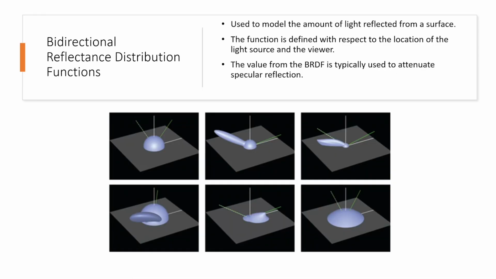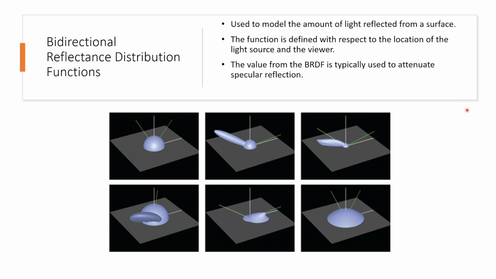So it all begins with these things called bidirectional reflectance distribution functions, or BRDFs. BRDFs are used to model the amount of light that is reflected from a surface, mainly in the specular reflections, depending on the location of the light source and the viewer. And so these are typically used for attenuation of the specular reflection, which is really a fancy way of saying determining how bright it should be.